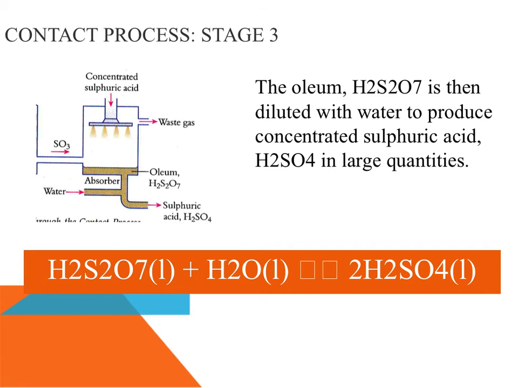So in the final stage, it's a little bit different. So what happens is the sulfur trioxide gets passed into some sulfuric acid, okay, and that creates something known as an oleum, okay, H2S2O7, okay. That oleum is then mixed with water to create sulfuric acid, okay. So you need a certain amount of sulfuric acid to make sulfuric acid, which is a little bit confusing. So you mix sulfuric acid with SO3, which is sulfur trioxide. That makes this oleum, okay? This oleum is then mixed with water to make sulfuric acid.